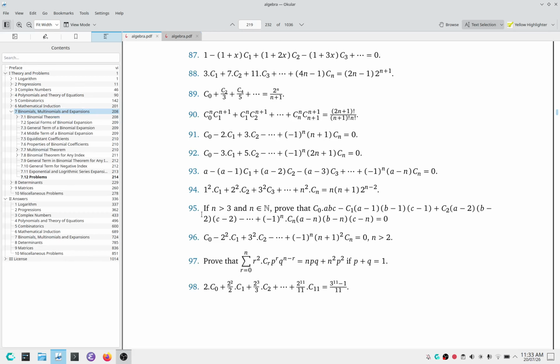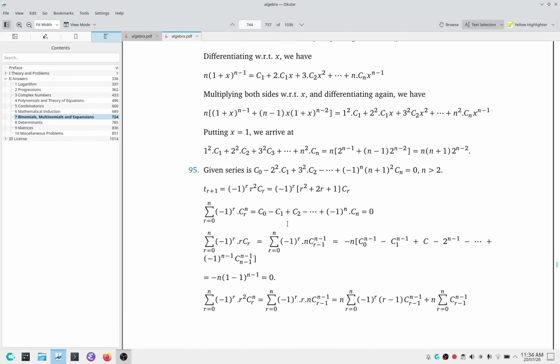Question 95 says that if n is greater than 3 and n is in the set of natural numbers, we have to prove that C0 times abc minus C1 times (a minus 1)(b minus 1)(c minus 1) plus C2 times (a minus 2)(b minus 2)(c minus 2) minus and so on, up to (minus 1) to the power n Cn times (a minus n)(b minus n)(c minus n) is equal to 0. So this is question number 95.